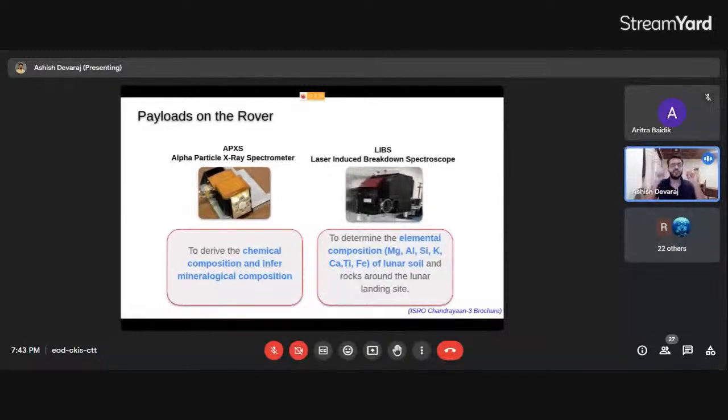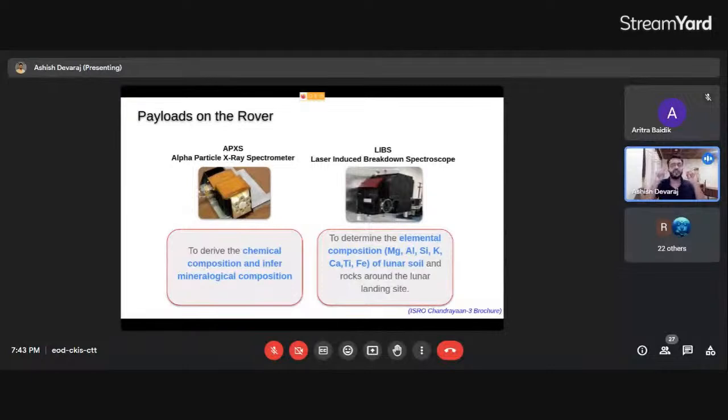Oxygen is not measured by it, but magnesium, silicon, iron, all those elements, and then some minor elements like manganese, chromium, all can be measured with APXS.